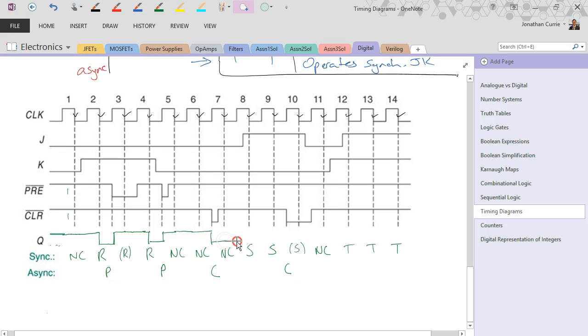And another no change. Through to now a set, synchronous set this time, synchronous set again, clear goes active, we have a synchronous set but we also have an asynchronous clear, so we remain down, then we have a no change, 0, 0, 1, 1, and then toggle, toggle, toggle.